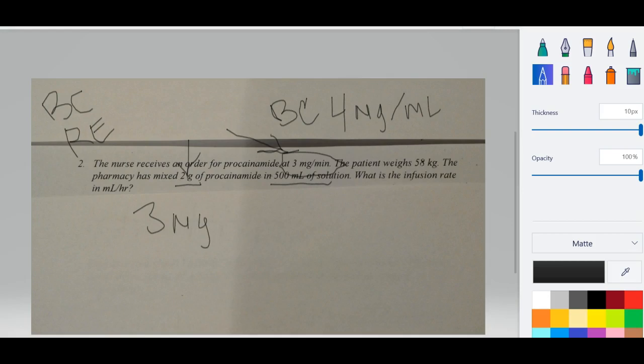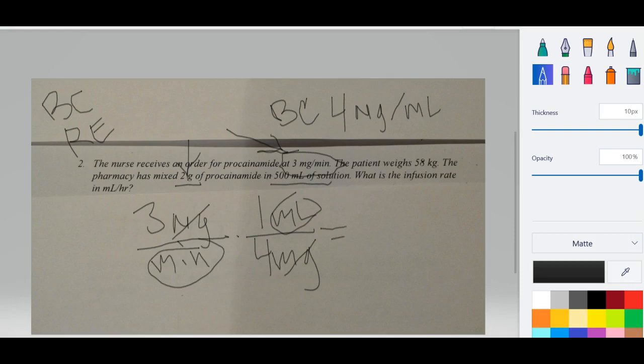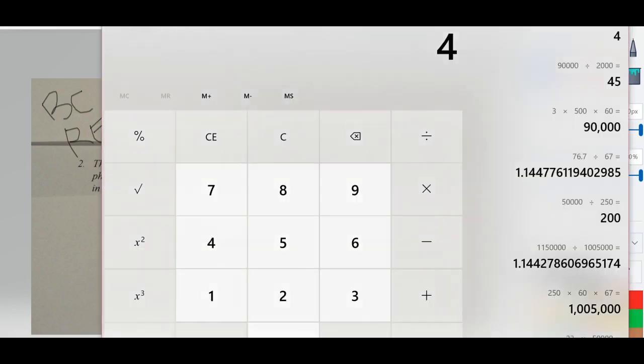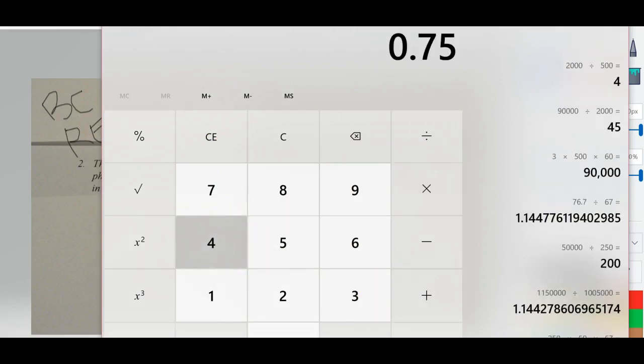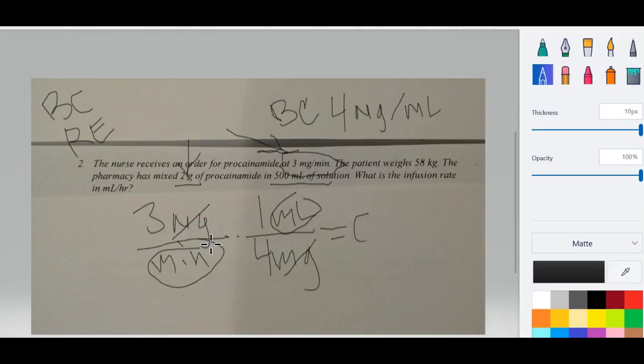Okay, and divide it by, oh, sorry, here we go. 3 milligrams per minute, and then we're going to do 4 milligrams per mL. Okay, so let's go ahead and get rid of this guy. All right, and this will give us how many mLs we're having per minute now. So 3 divided by 4 equals 0.75, I'm sure, but let's just crunch the numbers. 3 divided by 4 equals 0.75. All right, 0.75 mLs per minute.